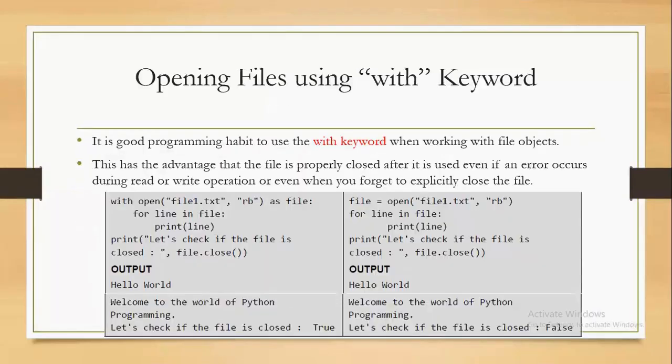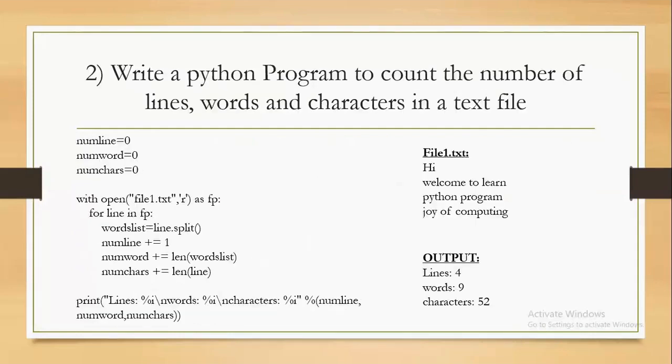Next is the second program. Write a Python program to count the number of lines, words, and characters in a text file. So here we are going to write Python code which is mainly used to count the number of lines, number of words, and the number of characters present in the text file. Here we are going to work with a single text file, and the content of the text file is shown here. Now I will explain the Python code.